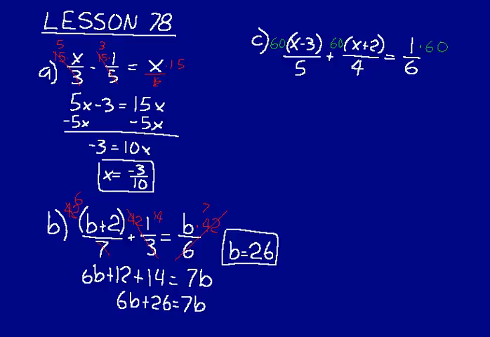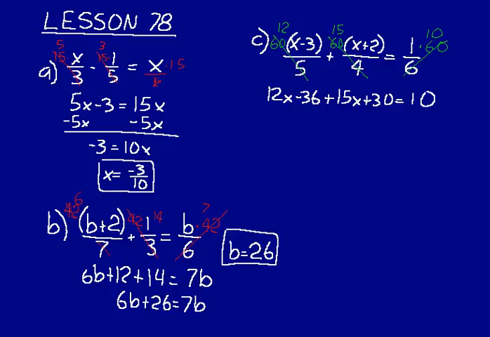And that will cancel our denominators. 60 over 5 is 12. 60 over 4 is 15. 60 over 6 is 10. Now we don't have denominators to deal with, so this will be a lot easier to work with. Let's just go ahead and expand where we need to. On the left, 12 times x is 12x, and then 12 times -3 is -36. Then we'll add to that 15 times x is 15x, and 15 times 2 is 30. This equals 1 times 10, which is 10.